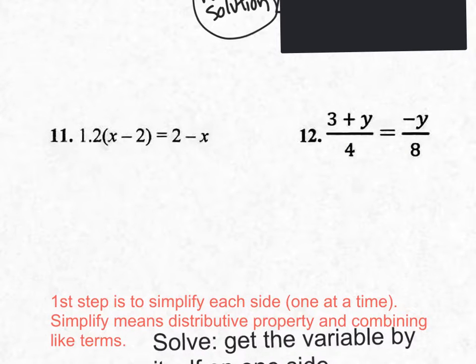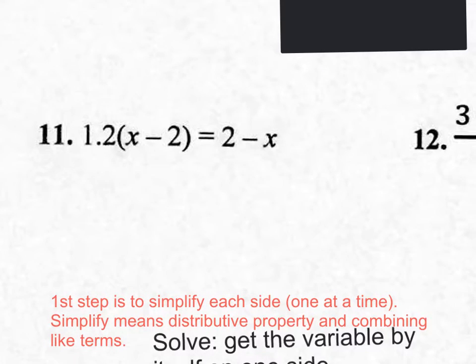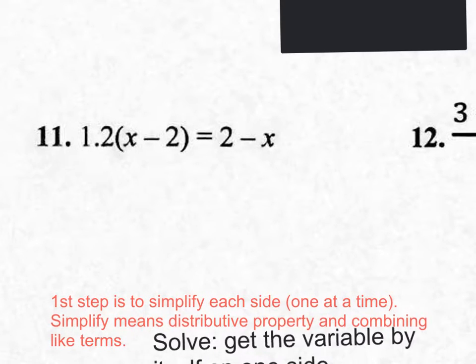Take a look at 11 and 12. 11 might be confusing for some people because it has decimals. What could you do when it has a decimal? You could get rid of the decimal, one by turning it to a fraction, or another by multiplying everything by 10, and that'll move it over one decimal place. So if I multiply everything by 10, then this decimal will move over and it'll become a nice 12 as opposed to a 1.2. Does that make sense?